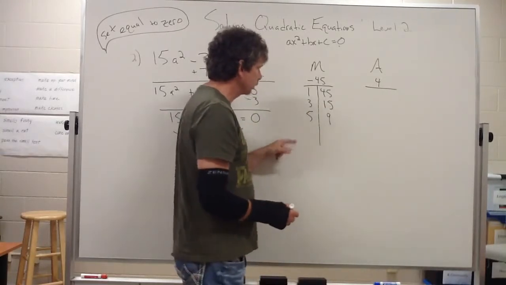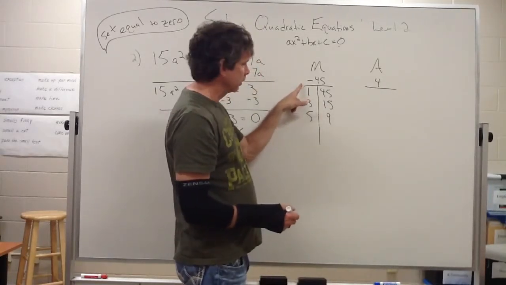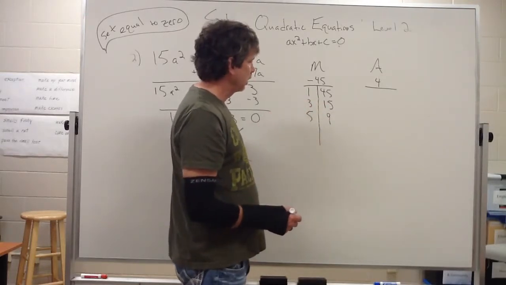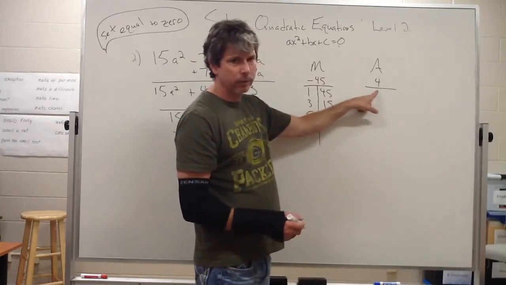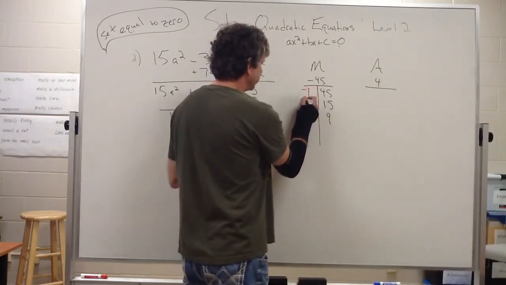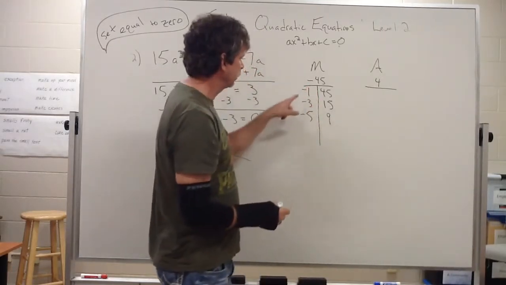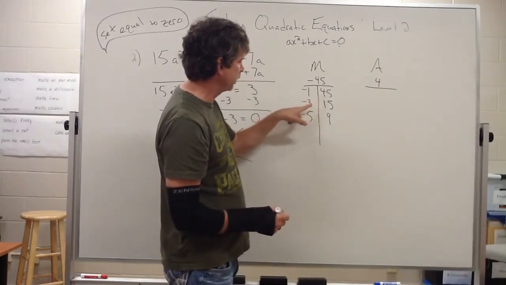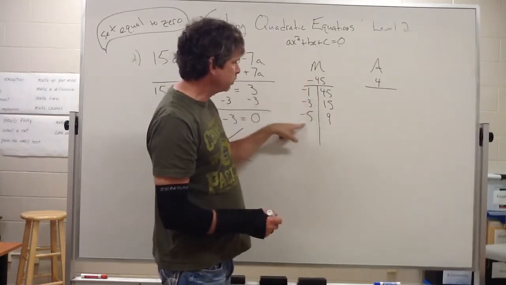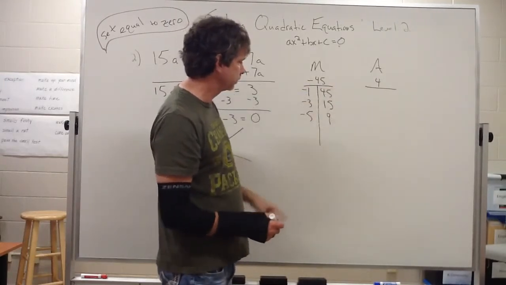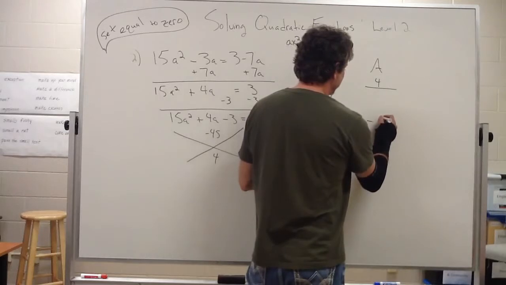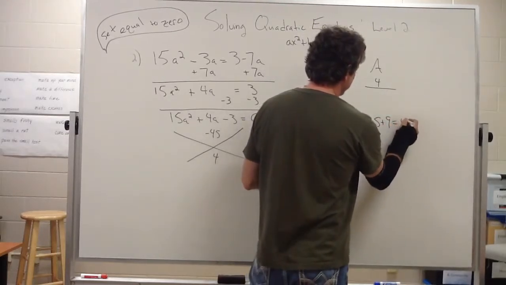But also notice I have to have a negative 45 here. So to get a negative, when you multiply, one of these numbers has to be negative. But also when you add, you have to get a positive 4. So what that's telling me is the bigger number's got to be positive. So this side here has to turn to my negatives. So we have a negative 1 times 45, a negative 3 times 15, a negative 5 times 9. Those all would give me a negative 45. But which one of these pairs is going to add up to a 4? Looks like the negative 5 and 9 is going to work. So negative 5 and a 9 does indeed give me my 4.